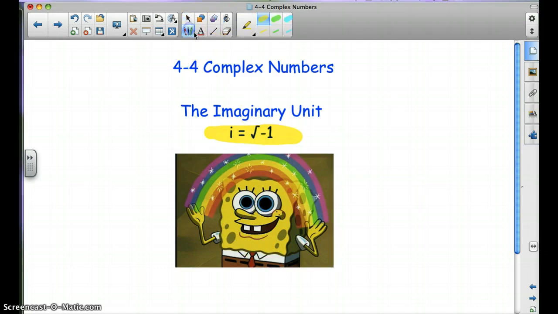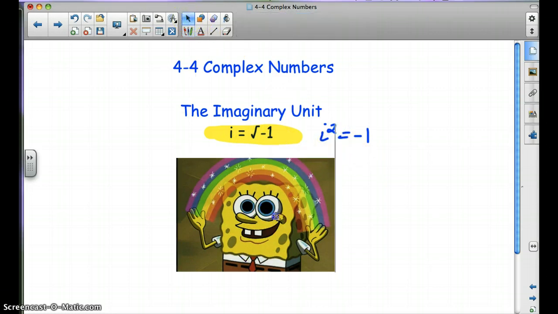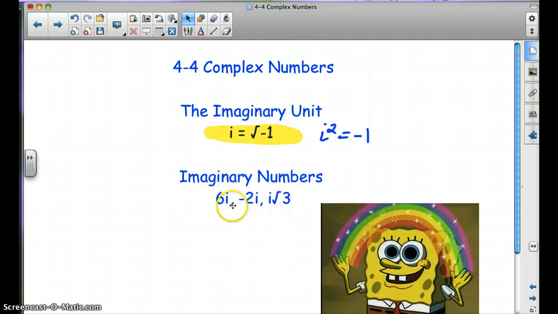So with that said, then i squared, what would i squared be? It would be a negative 1. So knowing that i is the square root of a negative 1 and i squared equals a negative 1, here are some examples of imaginary numbers. For example, 6i, negative 2i, i times the square root of 3. Those are just some examples of imaginary numbers. And we'll get into complex numbers, not in this video, but either another video or in class.